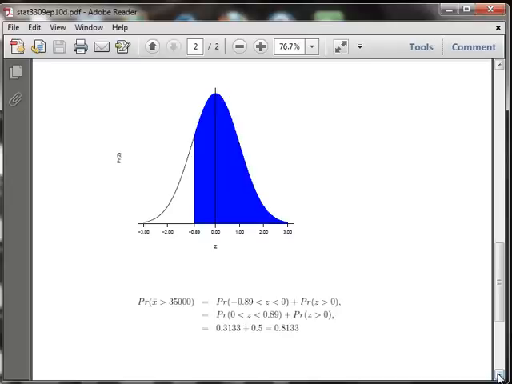So that gives us 0.3133 plus 0.5, which is equal to 0.8133. That's all there is to it.